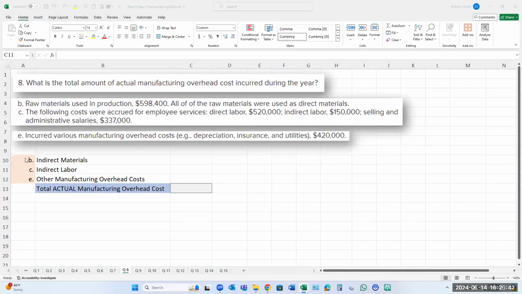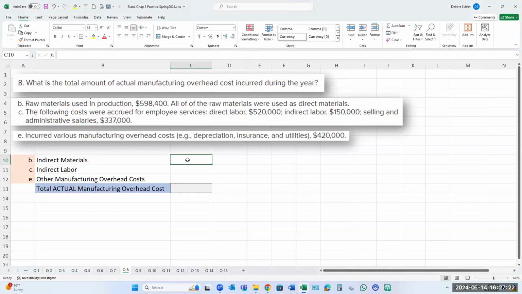Okay, question 8. What is the total amount of actual manufacturing overhead costs incurred during the year? So I finally figured something out. It's really confusing because, at least in my problem, my actual number is the same as my estimated number from the beginning of the year, and that is just not how it works.